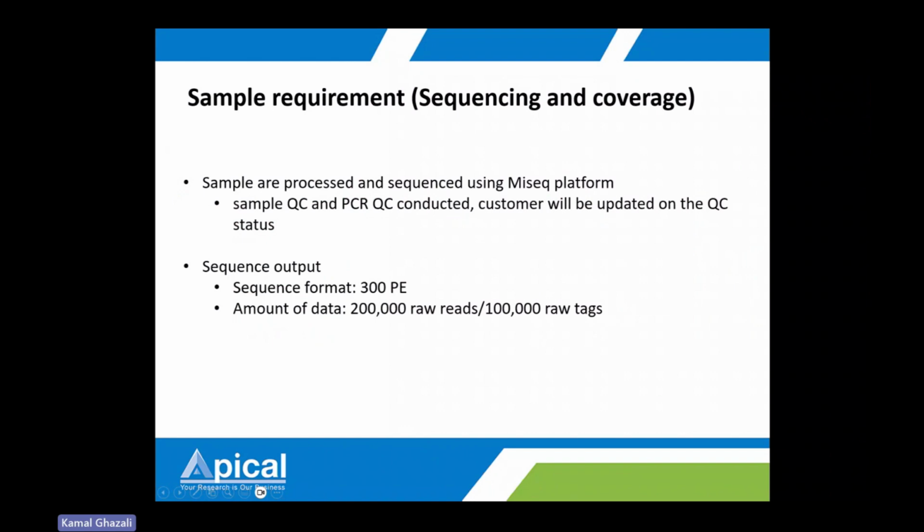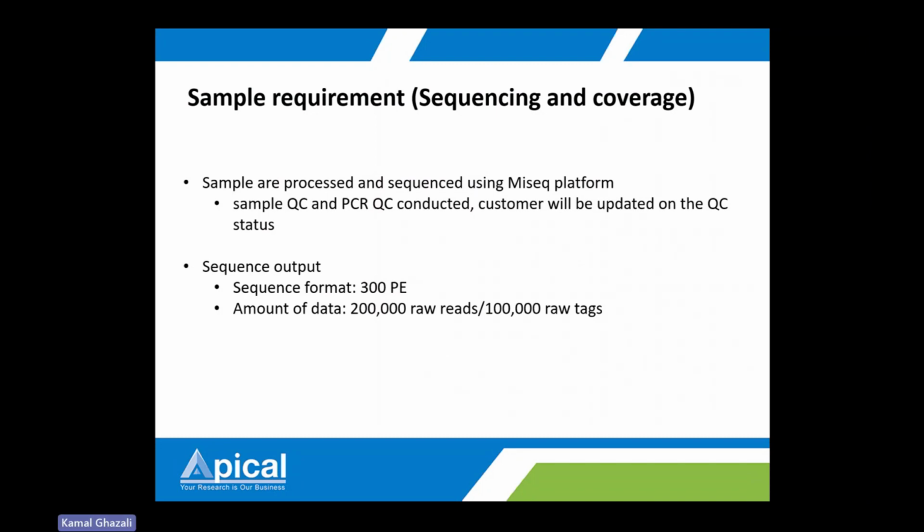Finally, talking about the sequencing and sequencing coverage, samples are processed and sequenced using our MiSeq platform. Once the sample is sent to us, we do a sample QC and a PCR QC. The customer will be notified of these two QC results before we proceed with the sequencing. For sequencing using the Illumina platform, we sequence the sample using 300 base pair paired-end reads, and the amount of data delivered is a minimum of 200,000 raw reads, or equal to 100,000 raw tags.